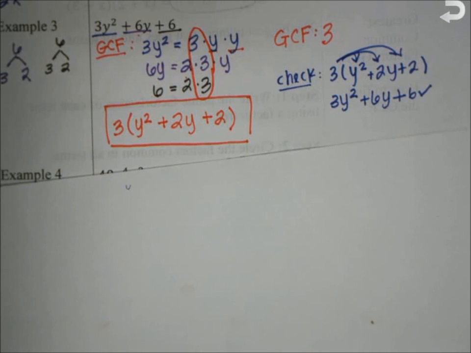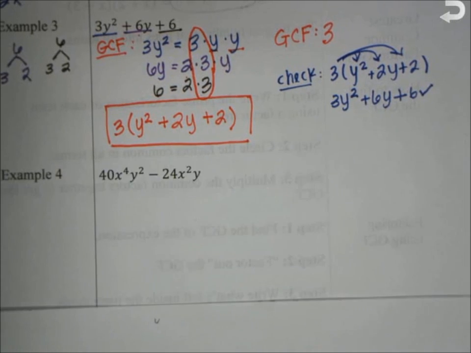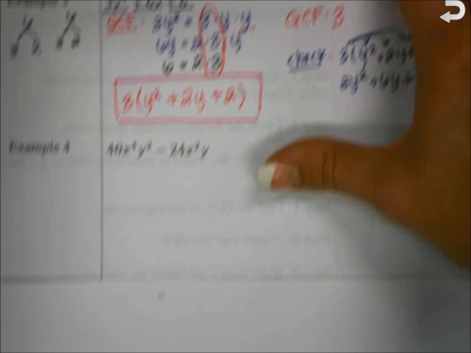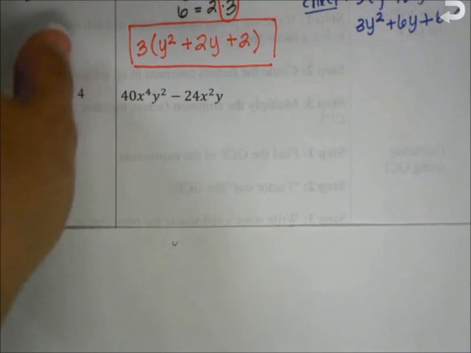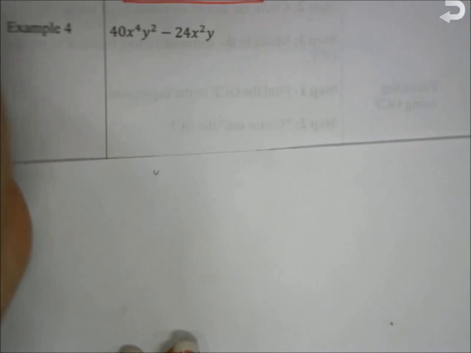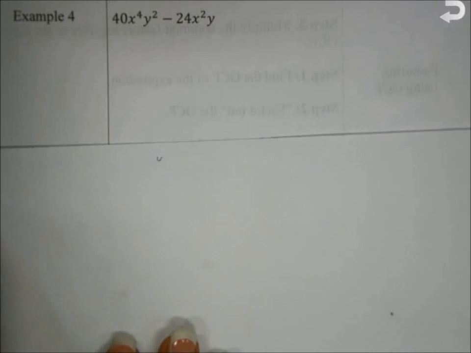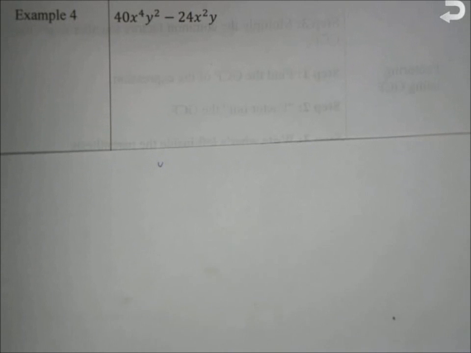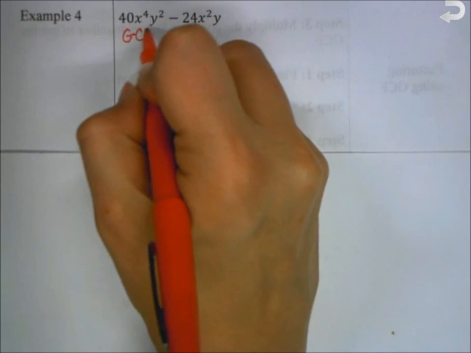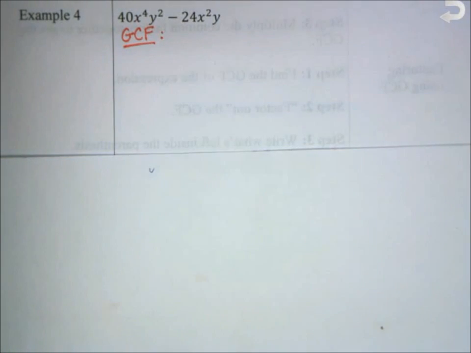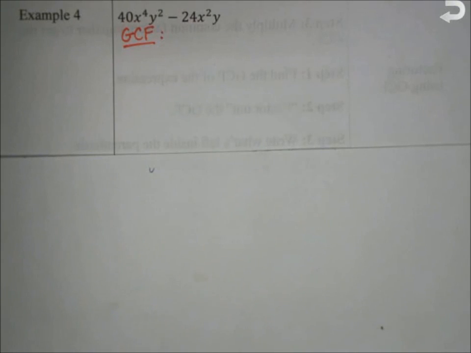Okay, so example 4, we have 40x to the 4th y squared minus 24x squared y. We are looking here for the GCF. That's our first thing always. Every time we factor, we always look for a GCF first. Okay, so we need to find first the GCF of 40x to the 4th y squared.